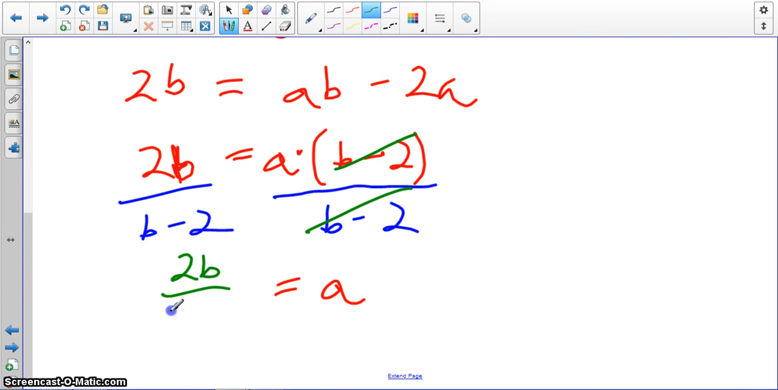Oh, there's too many colors, but it's too late. And there's your answer: 2b over b minus 2. And that's a pretty darn tough problem. All right, so there you go. Hopefully that is helpful for the work we're going to do in class tomorrow.